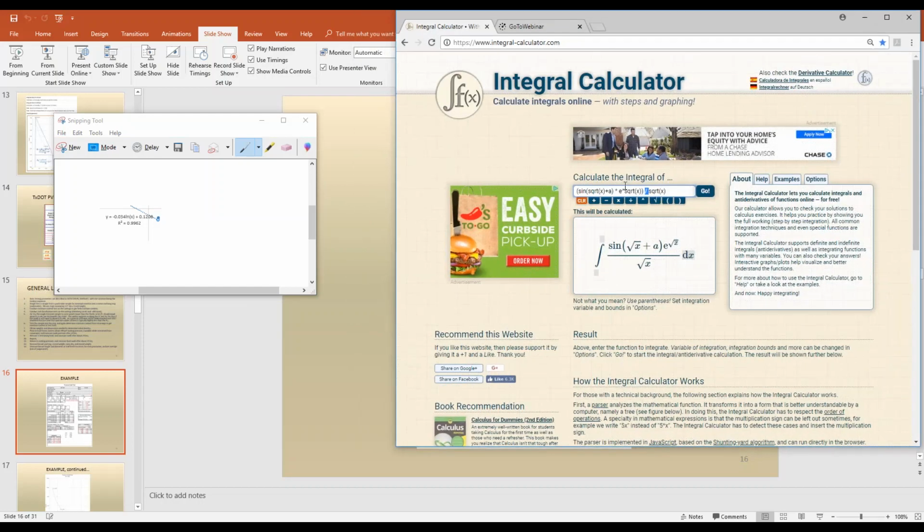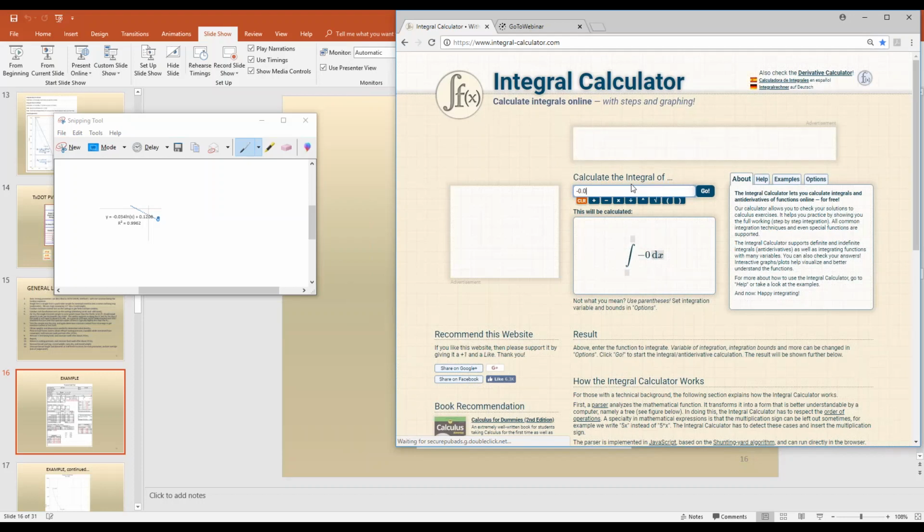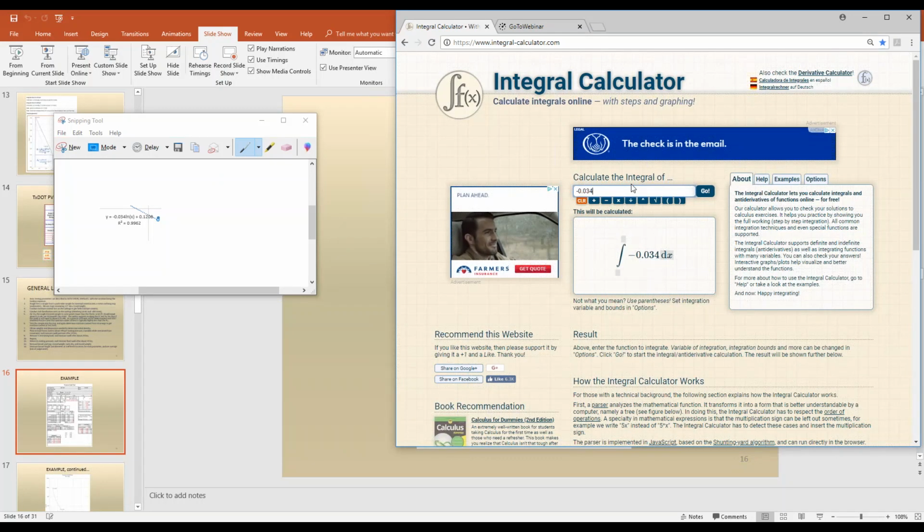Okay, we'll get this here in just a second. So there's a formula, and that is a negative 0.034 ln x plus 0.1208.